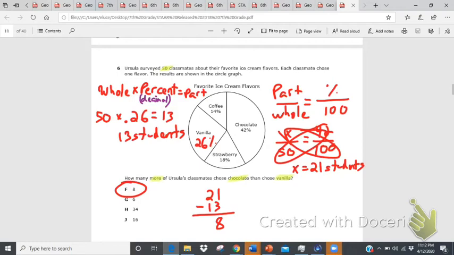Okay. So here, using the percent equation, I determined that 13 students preferred vanilla, and using a proportion, I determined that 21 students prefer chocolate. So 21 minus 13, ladies and gentlemen, there's a difference of 8, which means 8 more students preferred chocolate than chose vanilla.